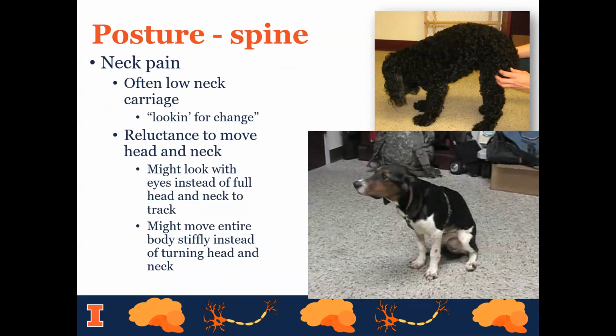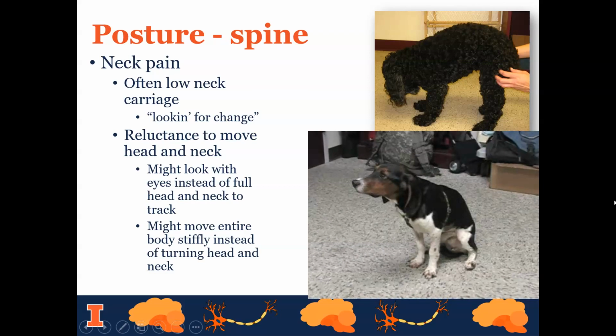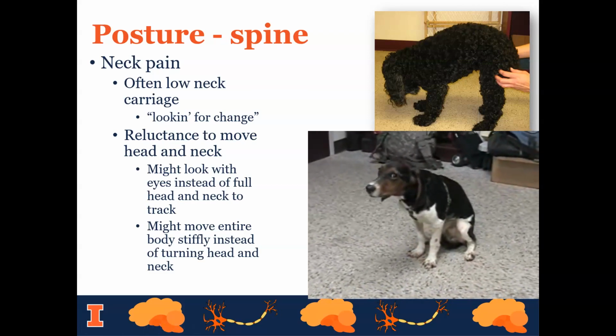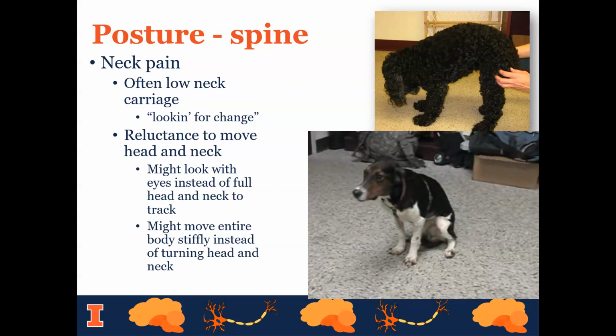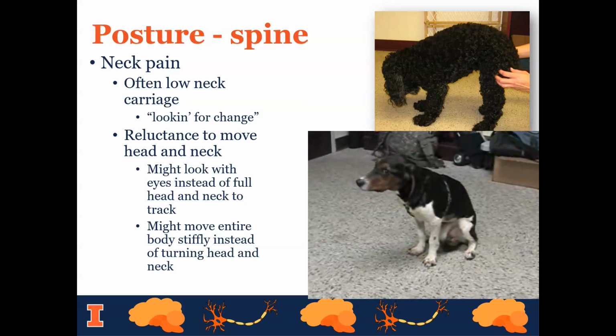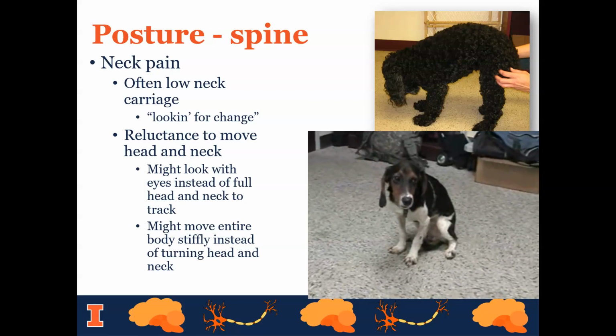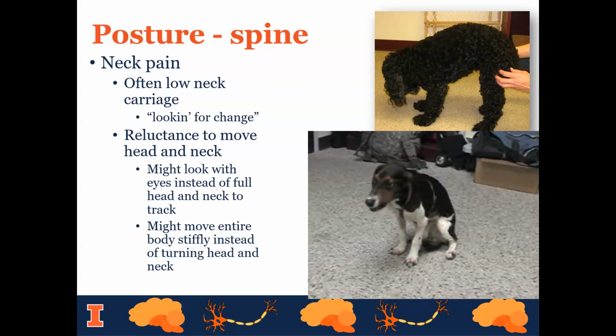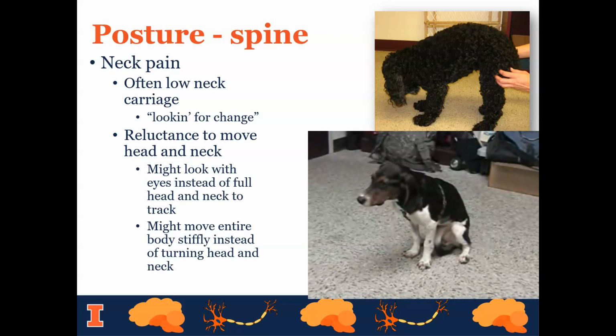And we might also appreciate that it's often easy to see when animals have pain in the neck part of their spine, just from watching the way that they stand and the way that they move around. So you can see this dog on the top has an arched back, that kyphosis. The head and neck is also very low to the ground. So this was a dog who didn't want to lift her chin at all. She walked and stood in that posture all the time.